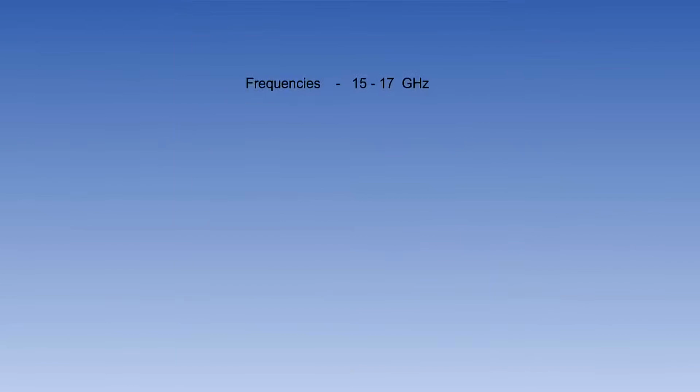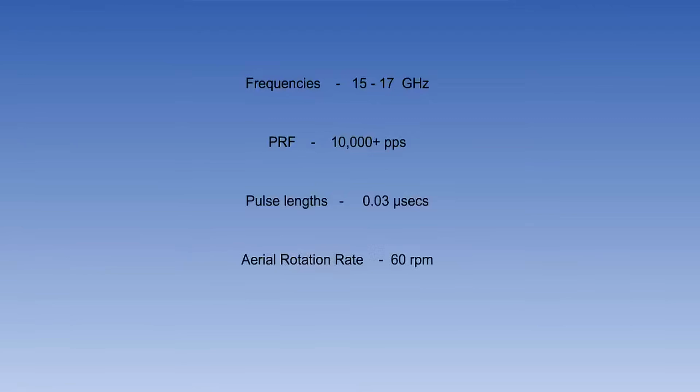The frequencies used are between 15 and 17 GHz. PRFs are 10,000 pulses per second or more. Pulse lengths are 300th of a microsecond. Aerial rotation rates are about 60 rpm. The range is 5 nautical miles.